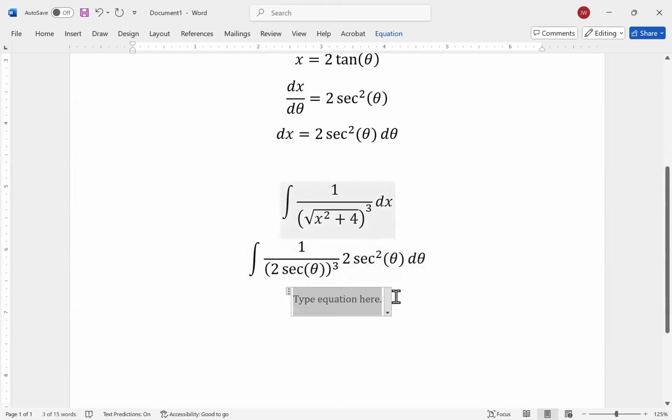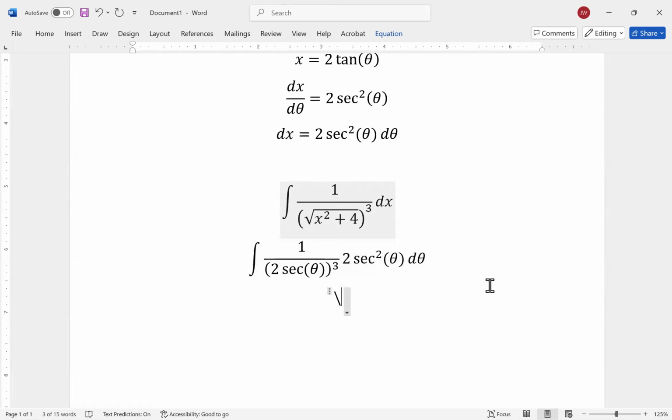Now, lastly, once I have done my substitution, you'll notice that I get a secant squared here and secant to the 3rd there. So 2 copies of secant on top will cancel with 2 copies of secant on bottom. There's a single 2 on top. 2 to the 3rd will be 8. So I'm going to get 2 over 8, which is 1/4.